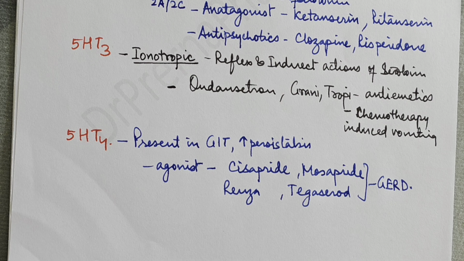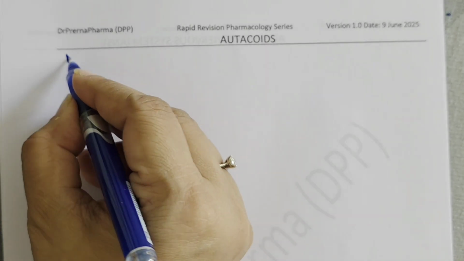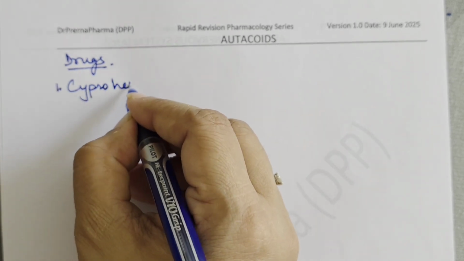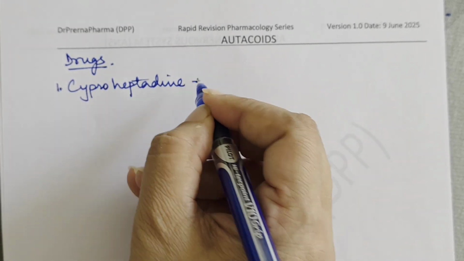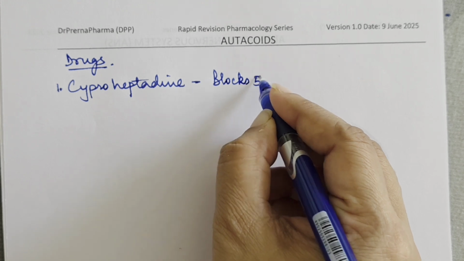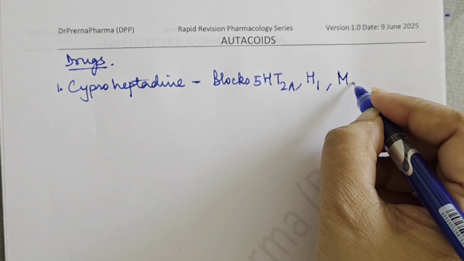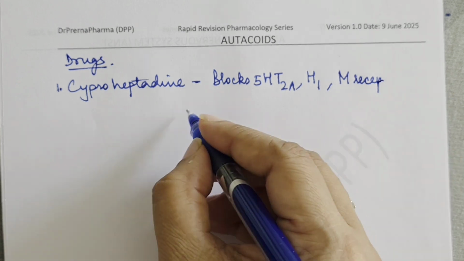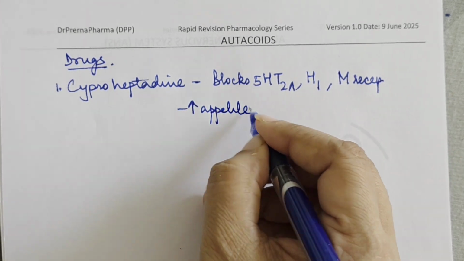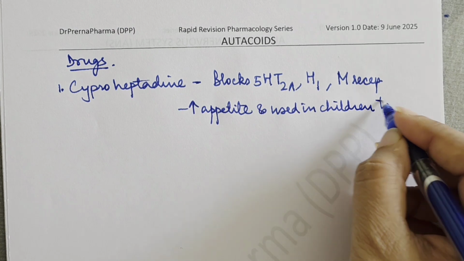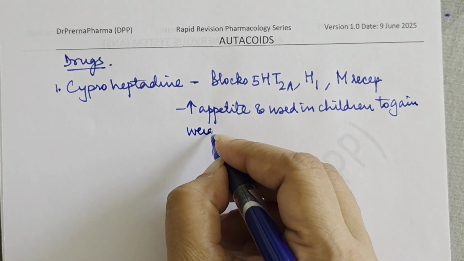Now let us see the individual drugs, how they act and what actions they produce. Let's start with the drugs acting on serotonergic receptors. The first drug is cyproheptadine. It blocks the 5-HT2A receptor. It is also an antihistaminic and an anticholinergic. It is said to increase appetite, and so is used in children to gain weight.